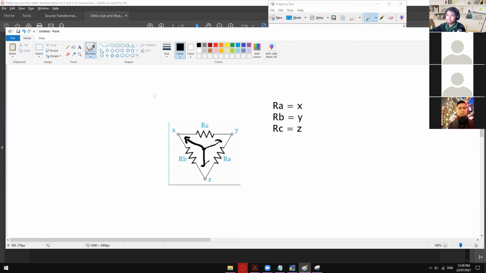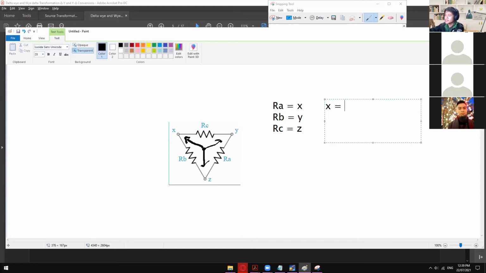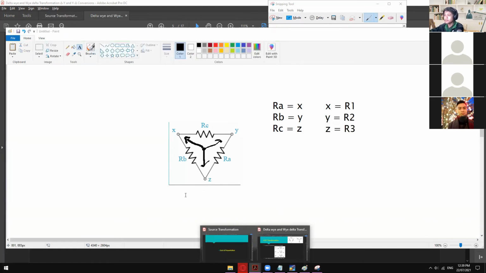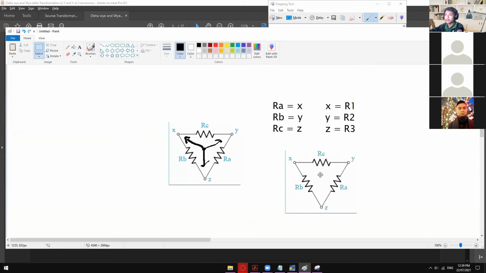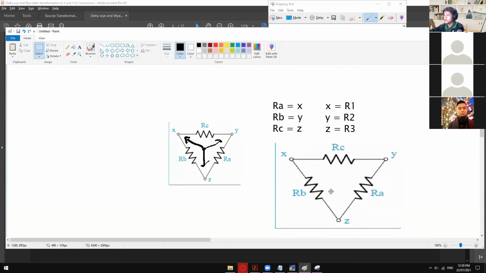Yes, sir. Okay, one more thing. Of course, after transforming this one, it will give you a specific value. Let me write it here again: X is equal to R1, Y is equal to R2, and Z is equal to R3. From here, there's still more. So it becomes like this, and then the extra node in here.